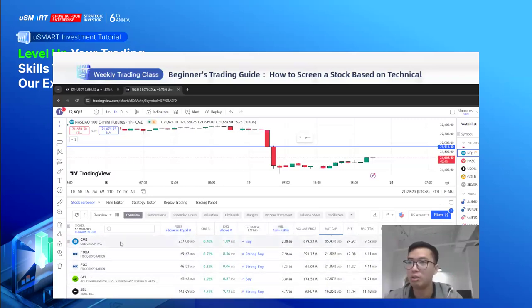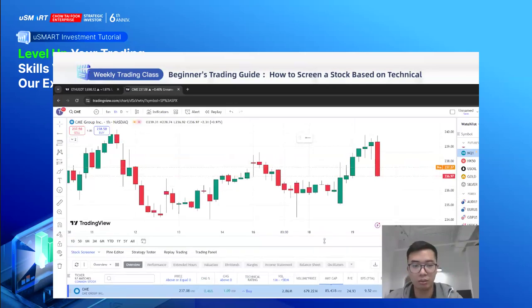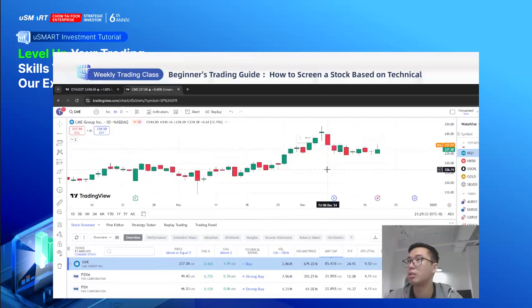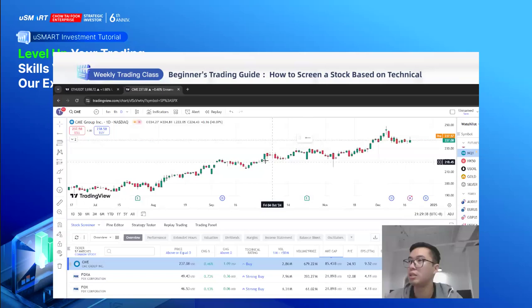So here you can see this is CME. I already filtered it to be above the 10, 20, and above the 50 moving average, so all of these will be uptrend stocks. We try to buy an uptrend stock on a retrace.